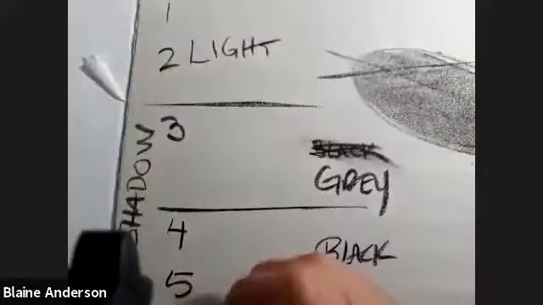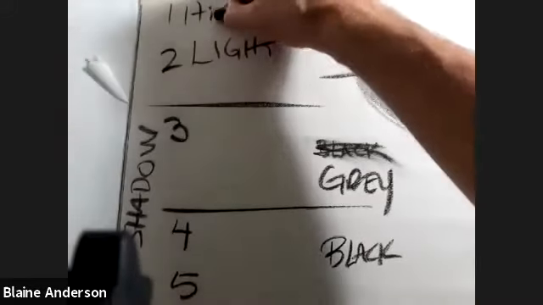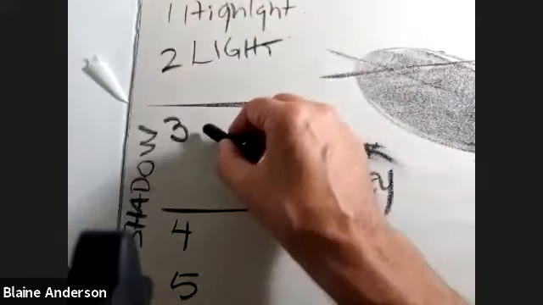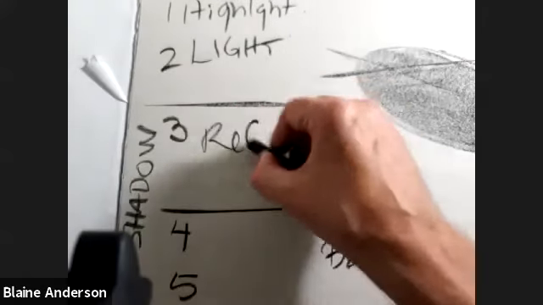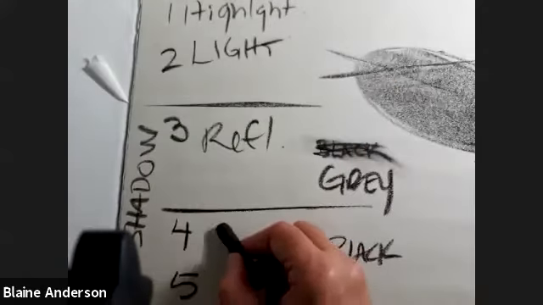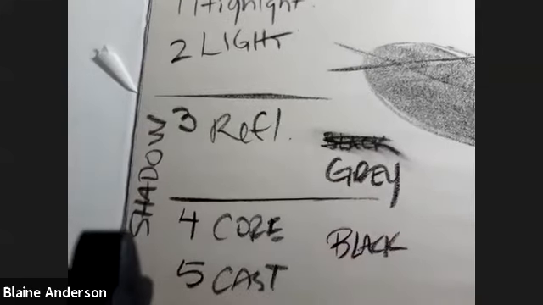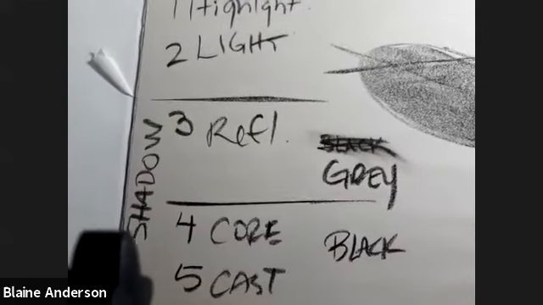Because I said I have 5 degrees of light and shadow, right? What's lighter than light is highlight. This is my reflected light. This is my core, and this is my cast. Right now, I'm not differentiating between core and cast. I'm going to make both of them black.